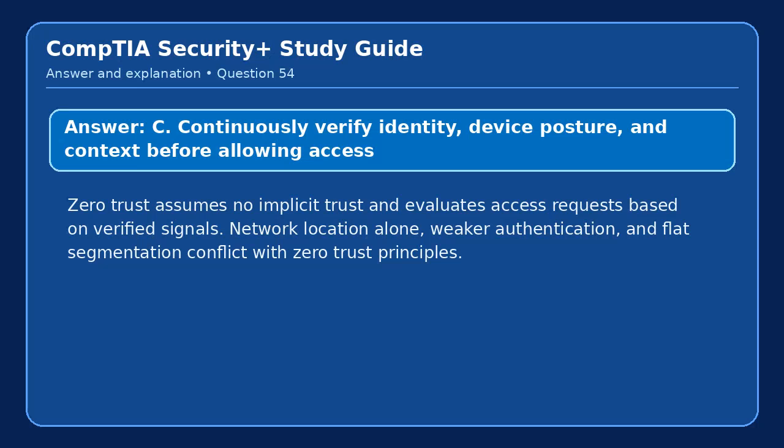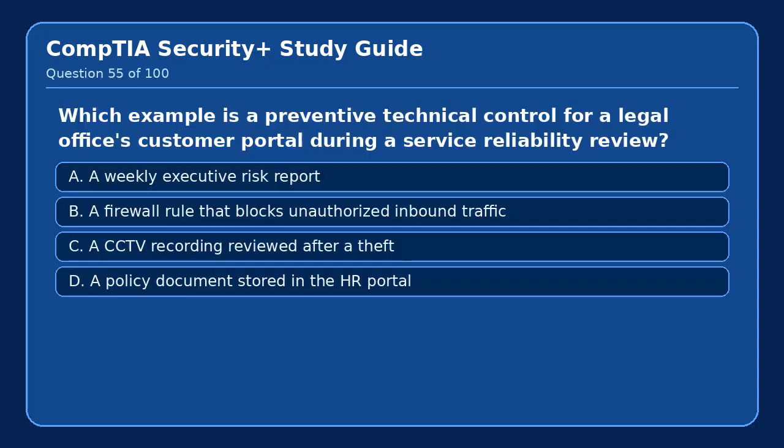Take a moment to choose your answer. The answer is D. SIEM correlation that alerts on abnormal events. SIEM alerting identifies and reports events that may require investigation. Encryption, badge access, and password policy are mainly protective or preventive rather than detective.